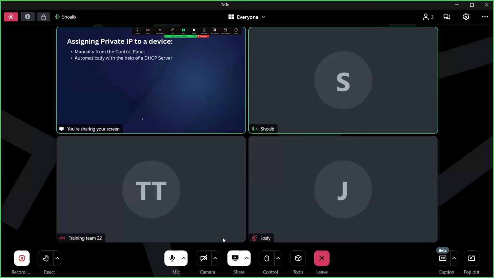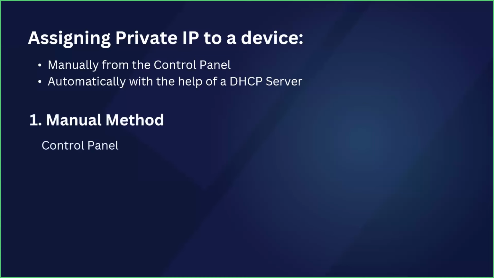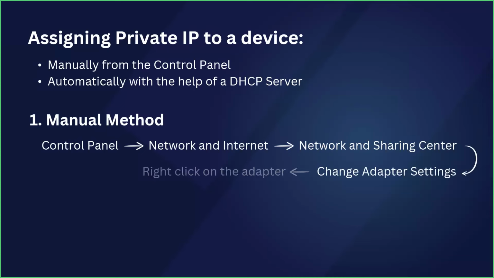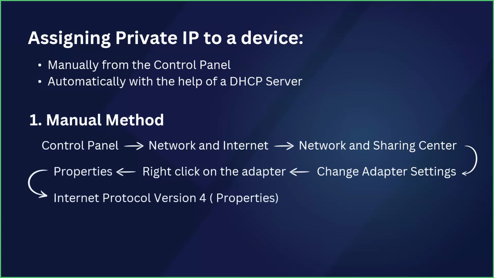You can go to your control panel, and in your control panel, you can search for network and internet. You can go to network and sharing center. In that, you go to change adapter settings. Then you right click on the required adapter. And then you go to the properties, the IPv4 properties, and then you assign the IP address. So this is the actual step-by-step procedure to assign an IP manually to every system.